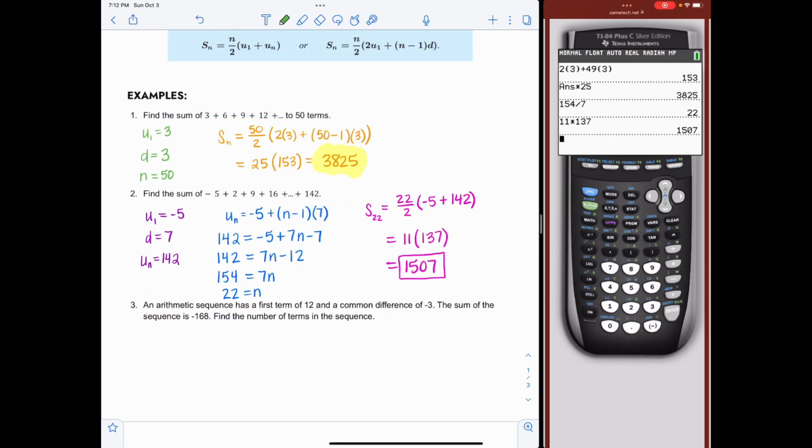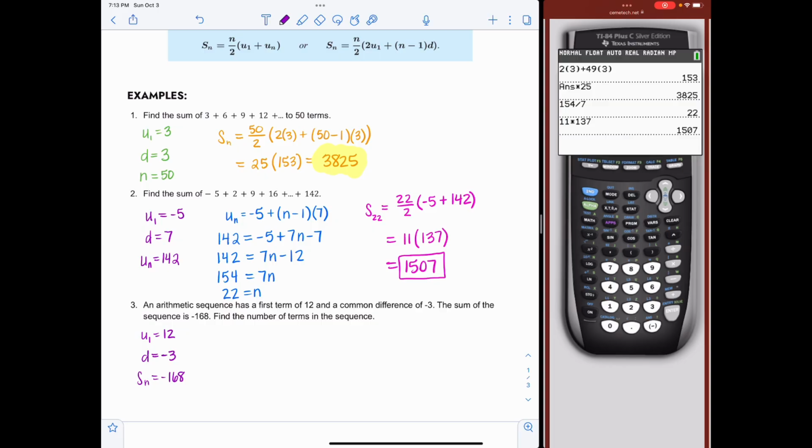All right, and last example, number 3. It says an arithmetic sequence has the first term of 12 and a common difference of -3. The sum of the sequence is -168. Find the number of terms in the sequence. So, in this problem so far, they have given us that U of 1 is 12. The common difference is -3. And your sum is -168.